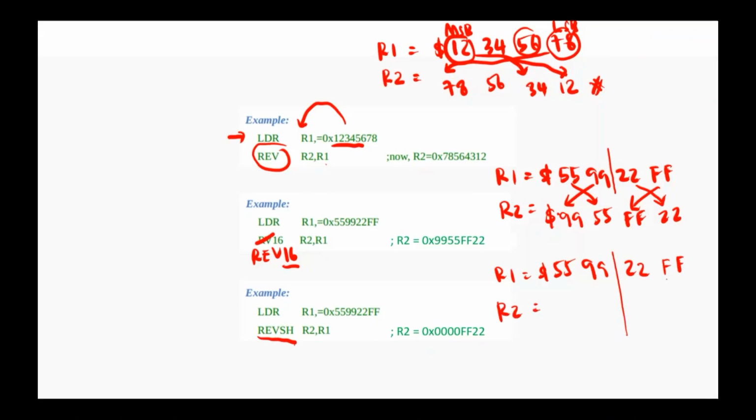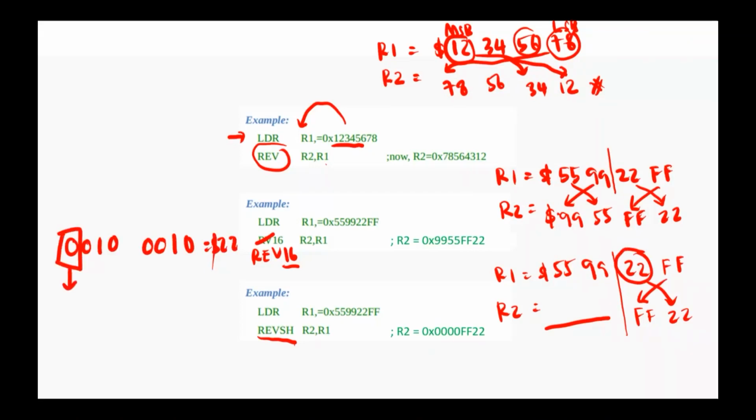First, swap the position, so it becomes FF22. What about this upper half word? You need to look at this bit here. What is the sign value? 22, you change it to binary, you will get 00100010. So this is 22. Look at this bit. Since the bit is 0, you will extend the number 0, so that's why 0000. So this is your R2.